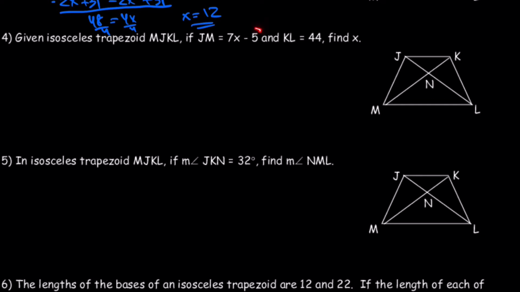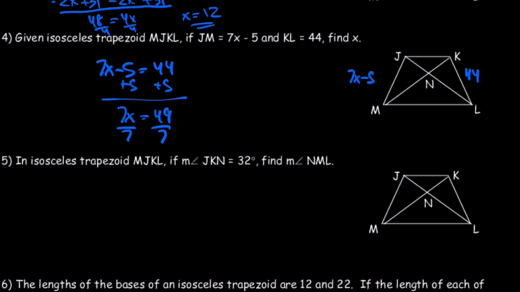It says here JM is 7x minus 5. So JM is going to be this side. KL is this side. It's pretty easy to represent in the diagram. 7x minus 5 here, and that's 44. And it says find x. Well, this is kind of a simple problem. I know those legs are equal, so 7x minus 5 equals 44. Let's add 5 to both sides. 7x equals 49, divide by 7. X equals 7, and that's all I had to do to find x.